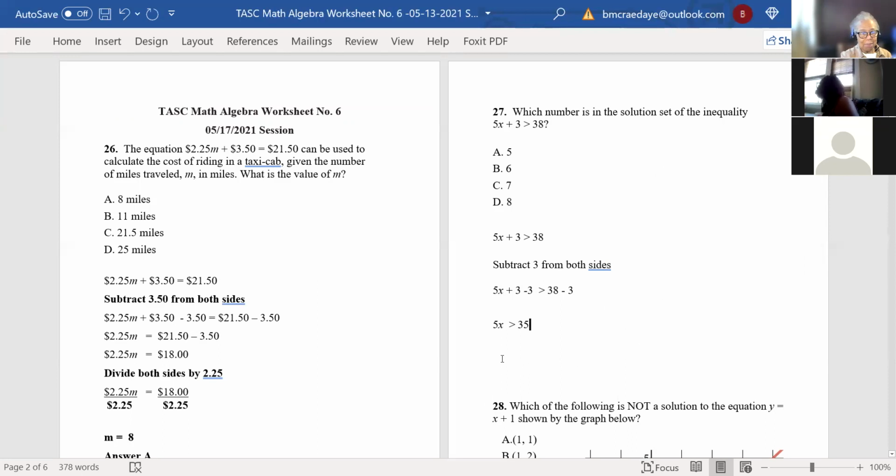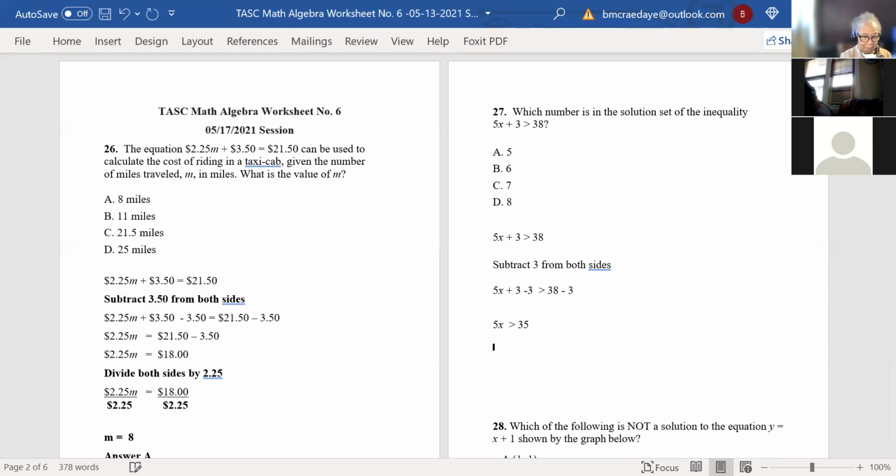What is that number, Vanessa? 7. 5 times 7? 5 sevens is 35. 35 is not greater than 35. Okay, what number do you multiply by 5? This is saying 5 times some number x gives you a number greater than 35. Now you said 7, but 7 times 5 is 35. It's equal to 35, not greater.